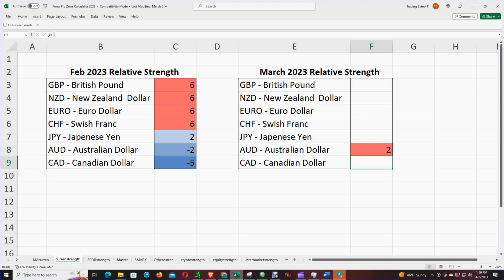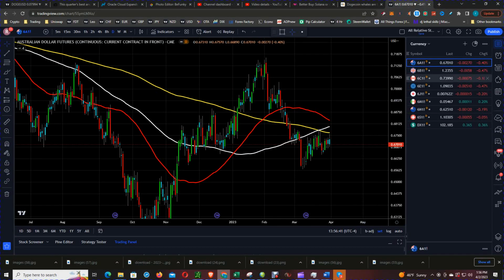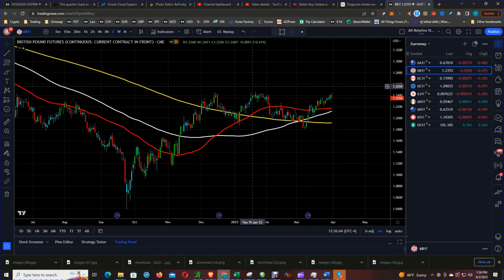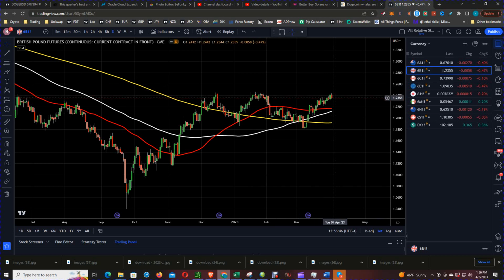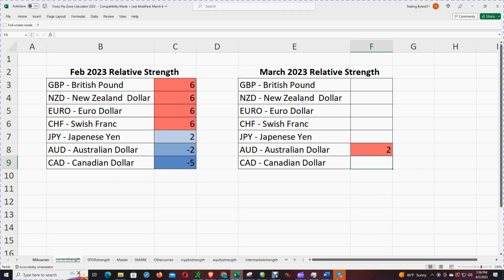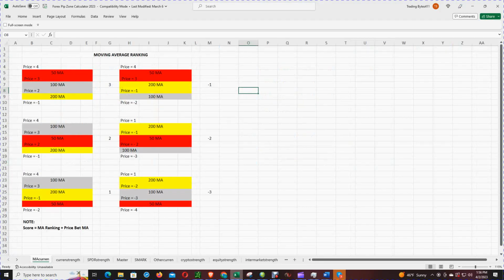All right. Next on the list, the British pound. See, price is above the 50, 100, 200. If we go to the metric, price is above the 50, 100, and 200. So above all three moving averages, that's a 4. The orientation of the moving averages, a 3 in this case. So we assign that a 7.